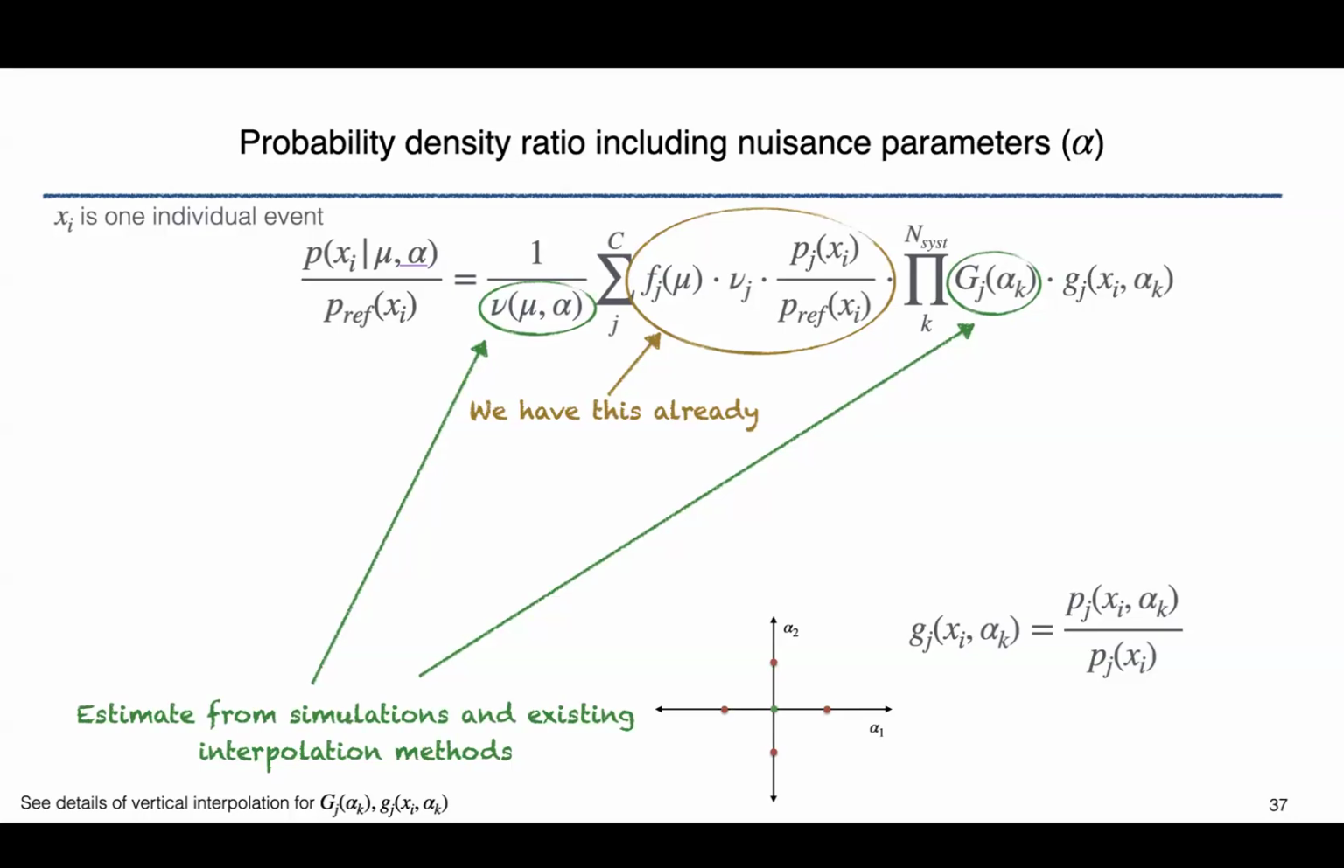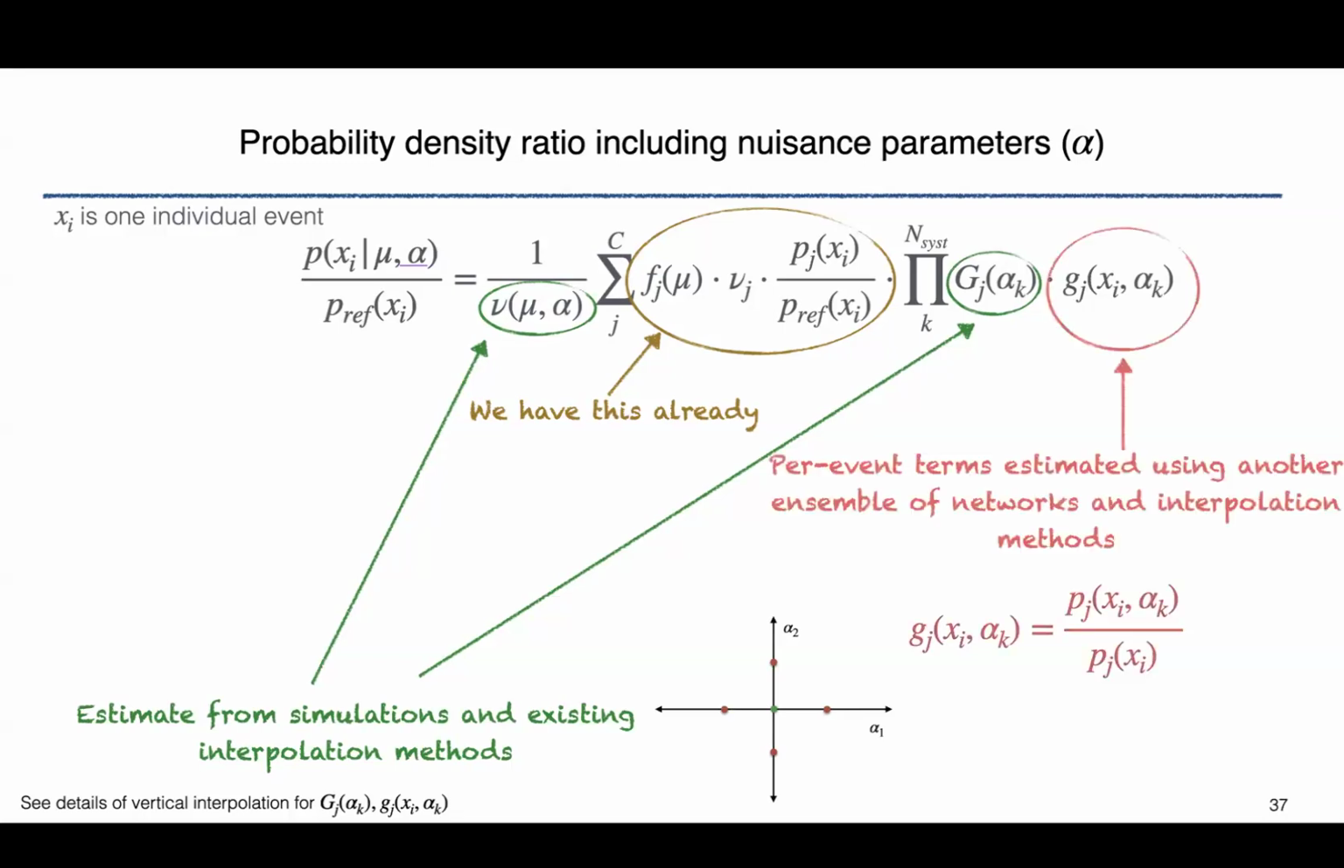The only new term here is the small g, which is actually also another likelihood ratio. It is between an event coming from green versus the event coming from red, which again we know how to estimate using neural network ensembles, right? So we have every term in this equation and we can get the whole likelihood ratio for every event.